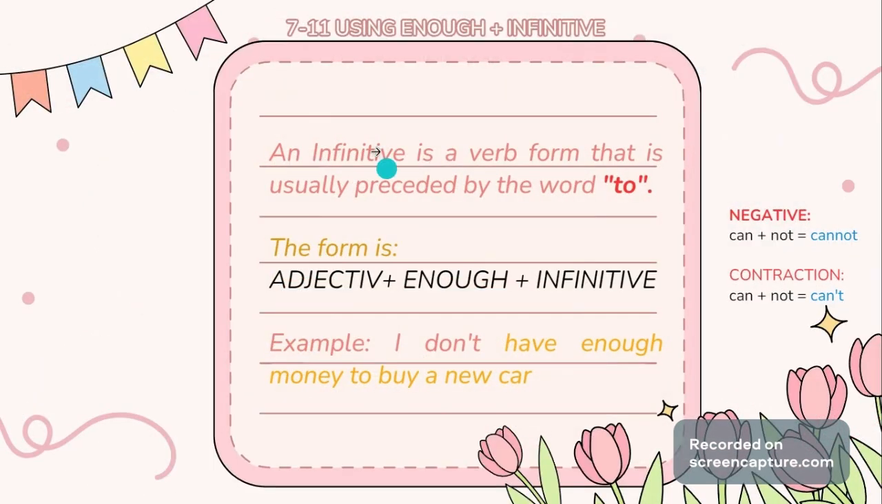Next, using enough with an infinitive. An infinitive is a verb form that is usually preceded by the word to. The form is adjective plus enough plus infinitive. Example, I don't have enough money to buy a new car.